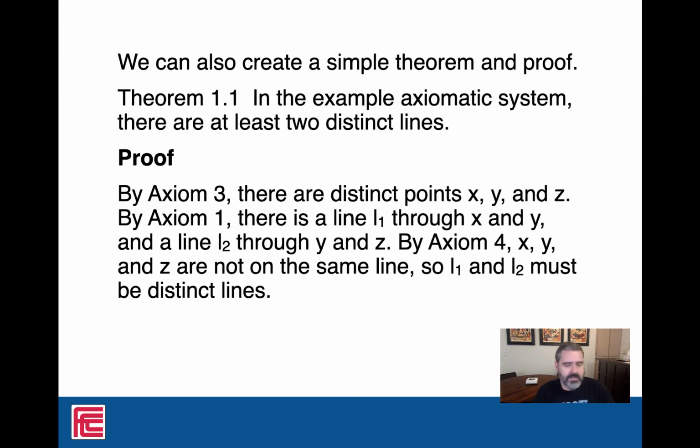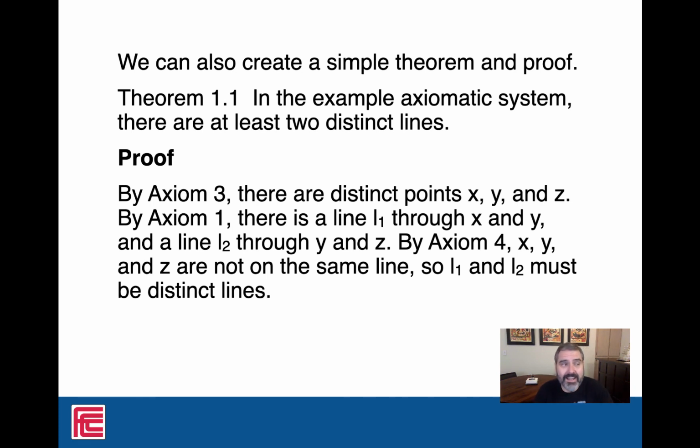So now we've got some axioms, we've got some definitions. We can actually start to make theorems in this new system that we've created, right? So theorem 1.1: in this example axiomatic system, there are at least 2 lines, which makes sense, right? There's 4 points. You can never have 3 points on one line, so there has to be at least 2 lines. You can have a line that goes through A and M, but there has to be more than one line, at least 2 distinct lines.